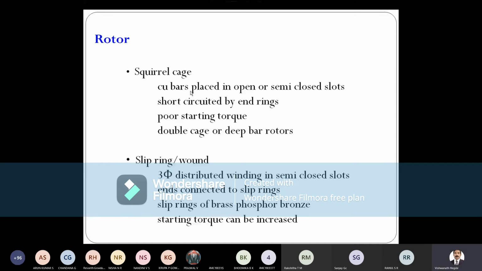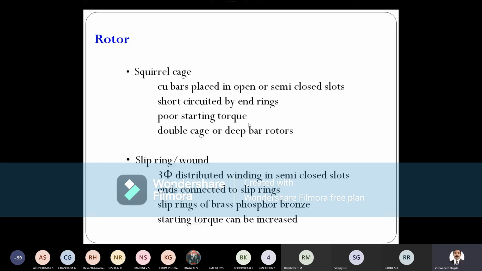Rho L by A is large, so resistance will be very small. And all over they are short-circuited. Hence, the resistance of the rotor is small. Therefore, such squirrel cage rotors will have poor starting torque. You can see that the starting torque is inversely proportional to the rotor resistance.